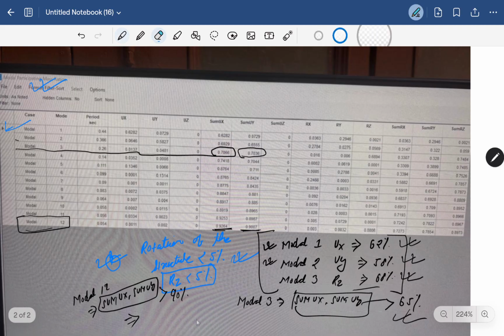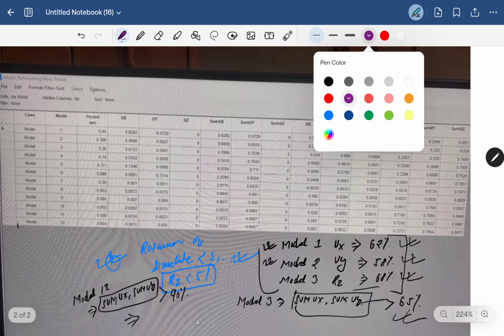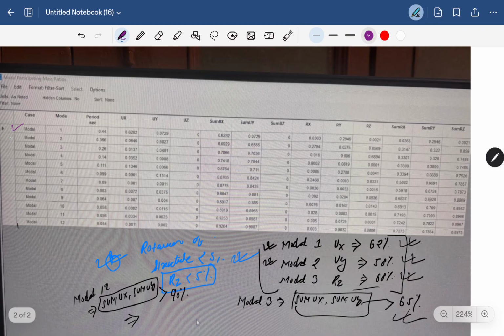In the last thing, we generally check the time period. So how we'll check the time period: in model 1, model 2 and model 3 we generally check the time period. The difference between model 1 and model 2 time period should be at least 10%. More than that is okay, but it should not be less than 10%. In model 2 and model 3 also it should be more than 10%. So first we see the model 1 and model 2 time difference.